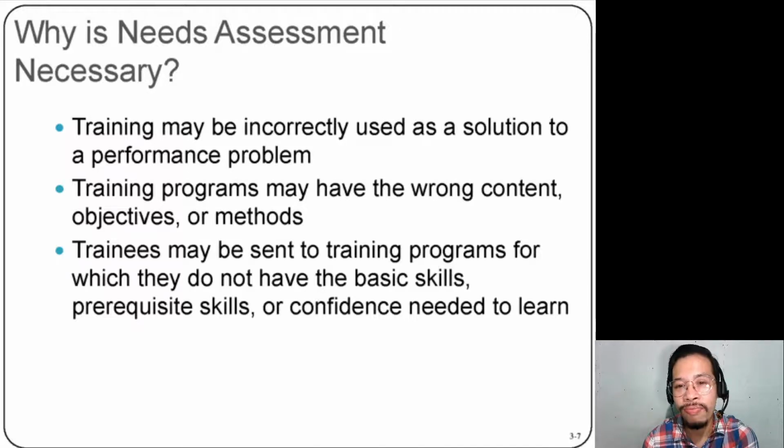Another component why a needs assessment is necessary is that trainees may be sent to training programs for which they do not have the basic skills, prerequisite skills, or confidence needed to learn. So it's like we are baking the bread at the wrong temperature for the wrong duration of time. So the ending of that, the bread could be half cooked, or not cooked, or burned. They will be burnt bread. So that's the metaphor that I've been thinking.